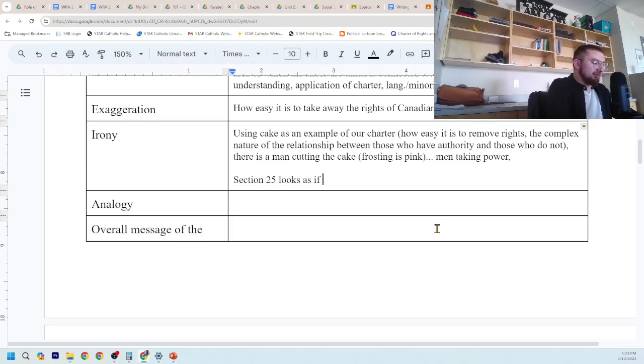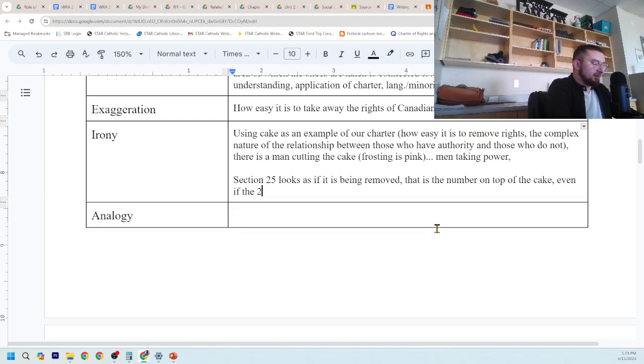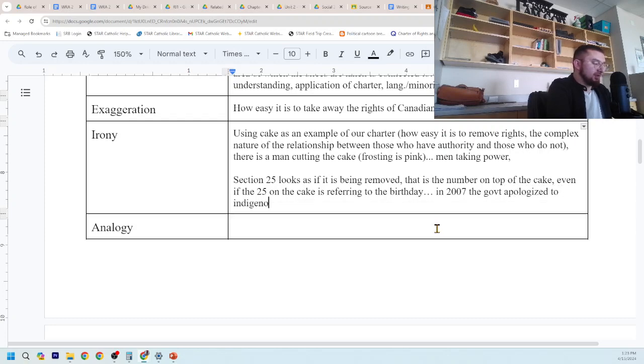Section 25 looks as if it is being removed. That is the number on top of the cake. Even if the 25 on the cake is referring to the birthday in 2007, the government apologized to Indigenous peoples. Okay, hey, so this document's available on your Google Classroom as well.